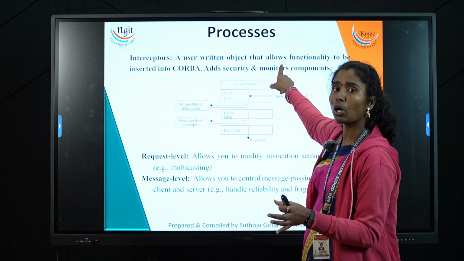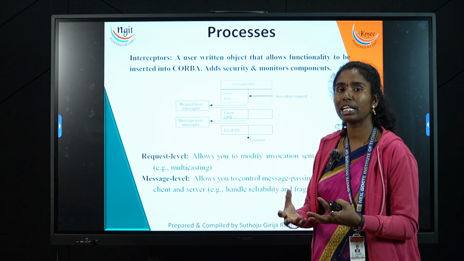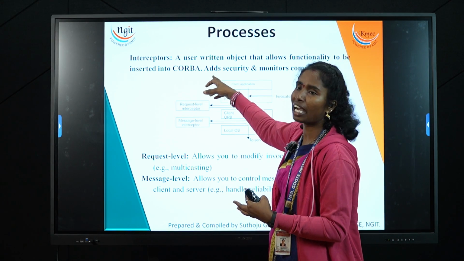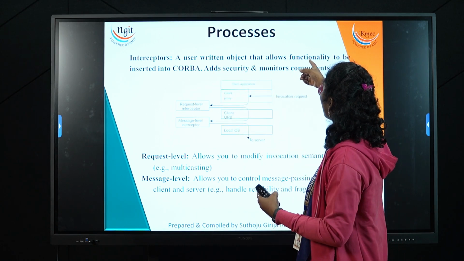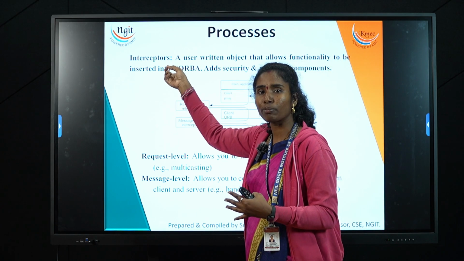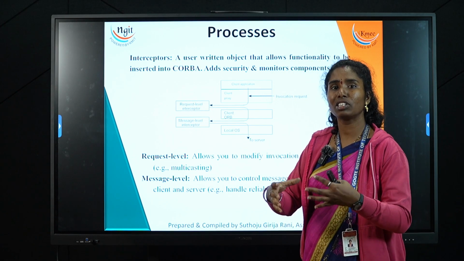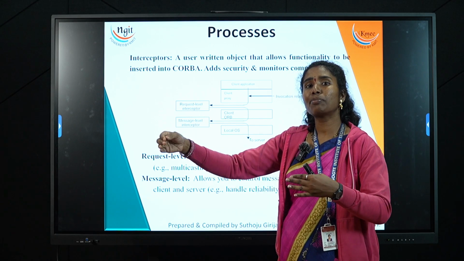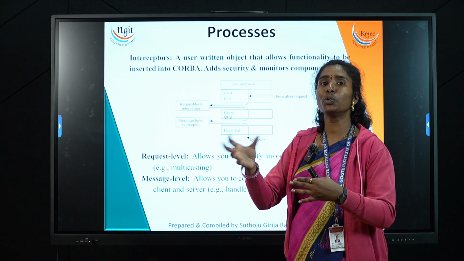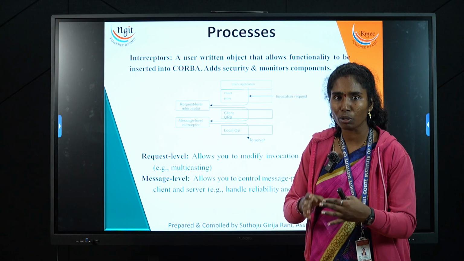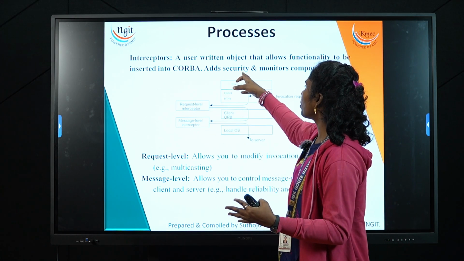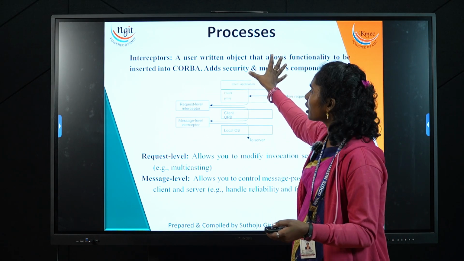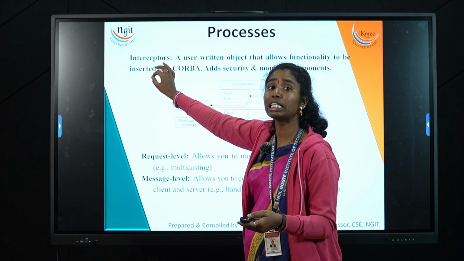This object request may have some functionality which a user needs at that moment, such as adding extra security. This is a functionality to be inserted into CORBA; it is not already there in the existing CORBA services. When an interceptor arises, a new insertion is being made in CORBA at that moment. It may add some security or monitor a few components. Whatever it may be, this is a kind of interceptor.